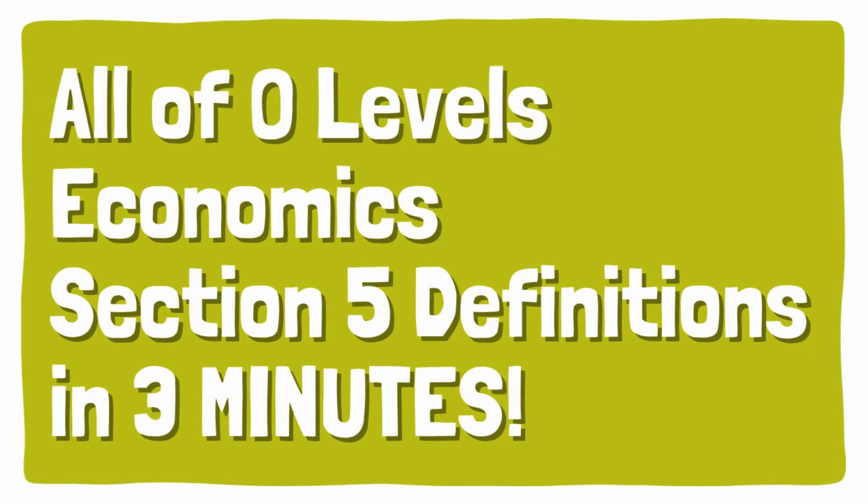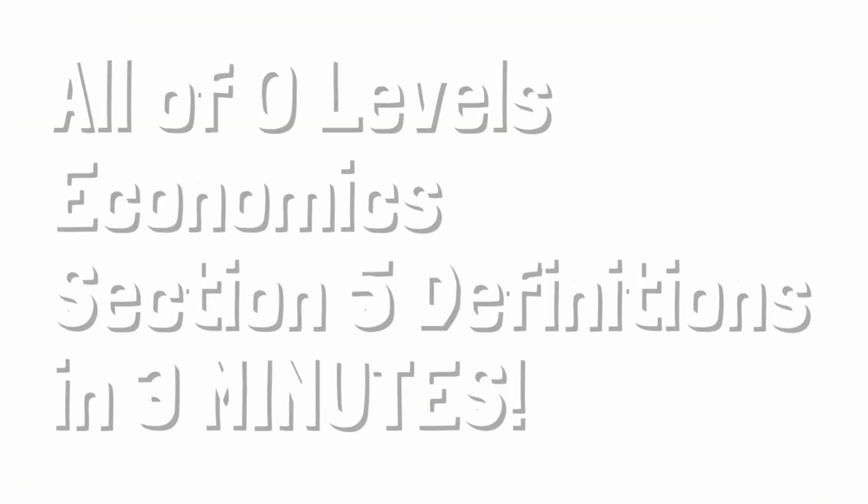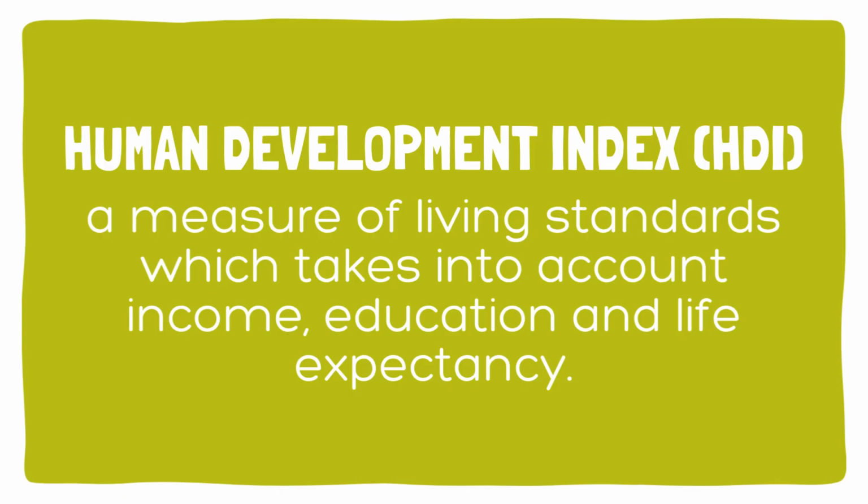These are all of O-Levels Economics Section 5 definitions in 3 minutes. Human Development Index is a measure of living standards which takes into account income, education, and life expectancy.